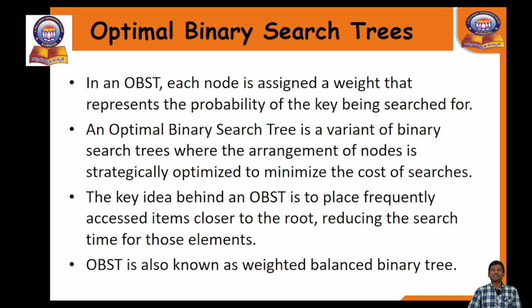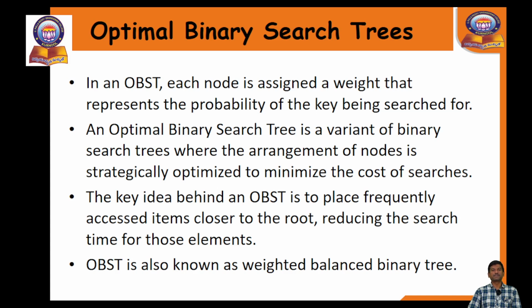So what is the problem of optimal binary search trees? Given certain keys and certain weights, you have to arrange these keys in such a way that the most frequently searched item is placed close to the root. That is, the key idea behind the optimal binary search tree is to place frequently accessed items close to the root, whereby it reduces the search time.